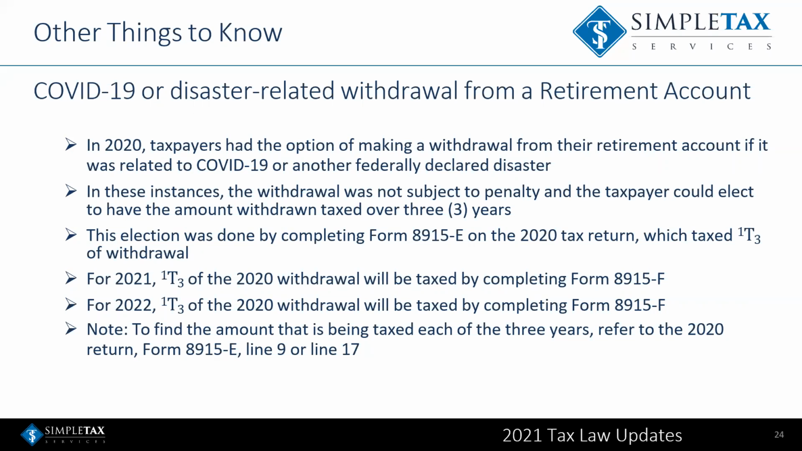Well, now this is year 2. It's the first year of the reconciliation, or the second piece to it. So if you have any clients that used that 8915-E, just remember that they need to use 8915-F for the second and third year payments. So in 2021, they'll file the 8915, and then on tax year 2022, they'll use the 8915 for the third and final payment.